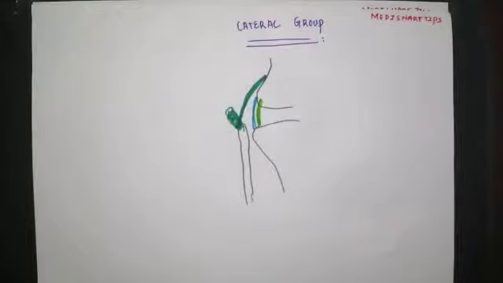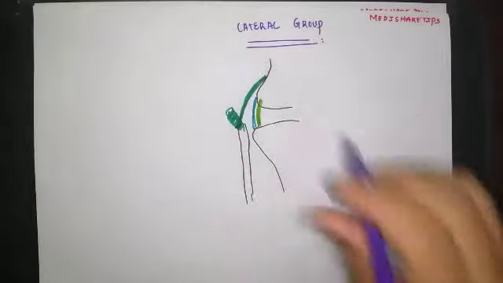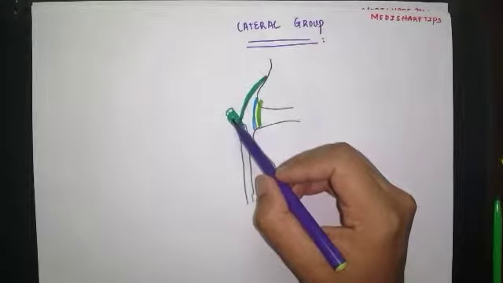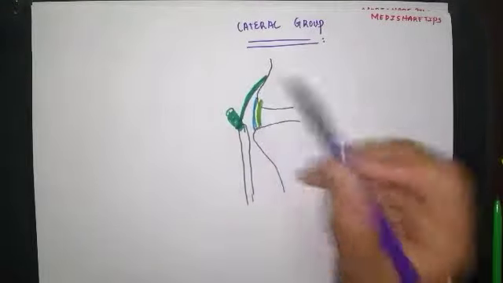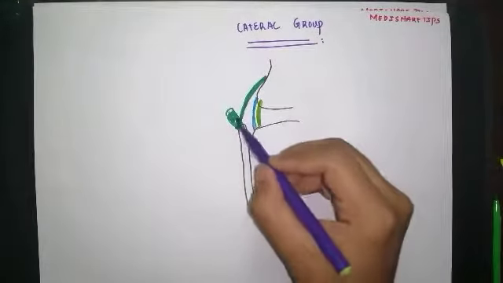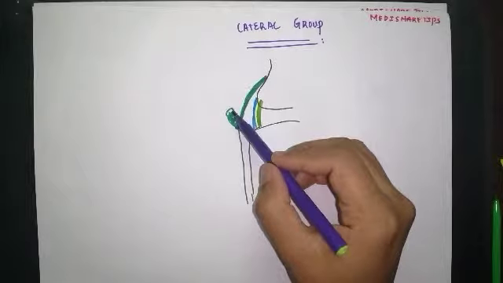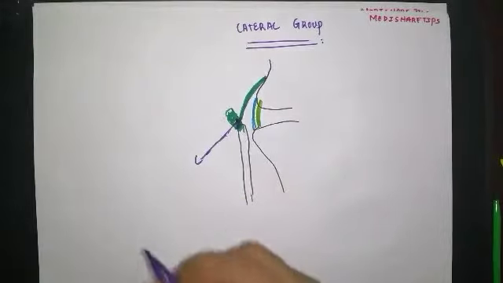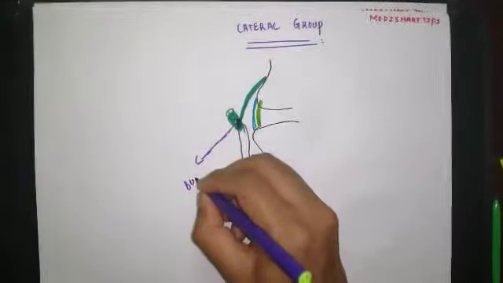You had learned it in the previous videos. So these are the structures here. We will discuss the bursae one by one. We can see that there is a bursa between the tendon of the biceps femoris and the fibular collateral ligament. So this bursa, which is located between these two, is between the tendon of biceps femoris and fibular collateral ligament.